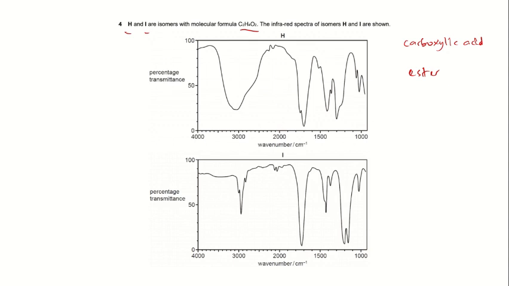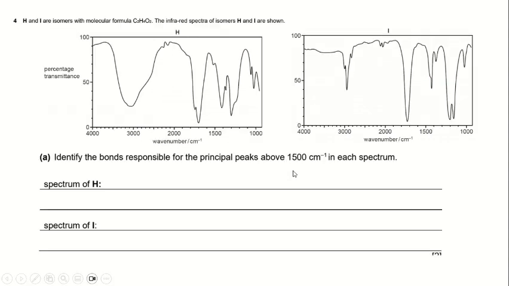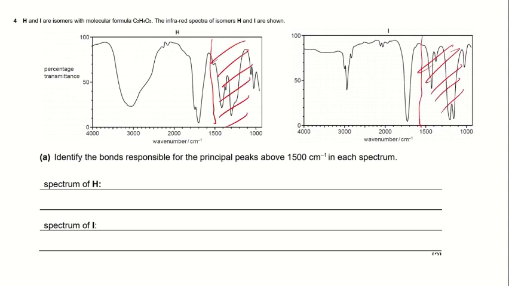We are supposed to find out from the infrared spectra. Now let's look at the question. I put the H and I infrared spectra side by side like this so that we can see them more clearly. We are supposed to identify the bonds responsible for the principal peaks above 1500 wave number. Below 1500, we do not have to look at them. For both spectra, above 1500 wave number, there are 2 peaks. If you refer to the table given in the exam question, this one belongs to the OH bond.